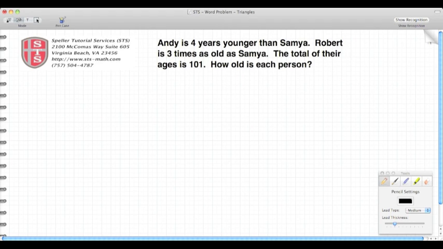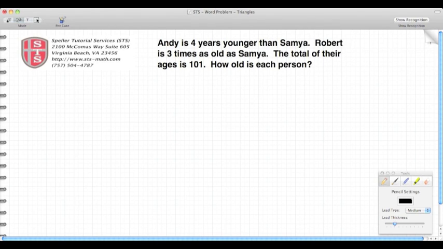Today we're talking about word problems, and we have a word problem defined above. Andy is 4 years younger than Samaya. Robert is 3 times as old as Samaya. The total of their ages is 101, and the question is, how old is each person?